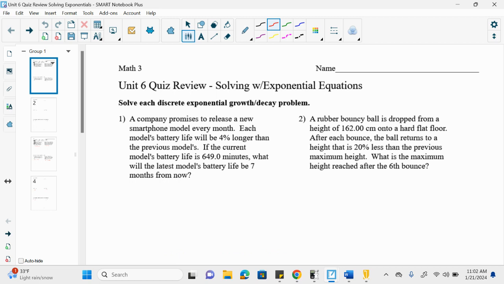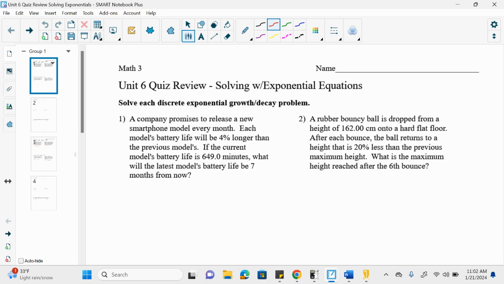Okay, so I specifically made this worksheet to review the solving with exponential equations and function stuff that we did at the beginning of the unit. I still feel like that's the topic we probably need the most review with rather than the logarithm stuff that we just started. So I'm just going to go through these problems.